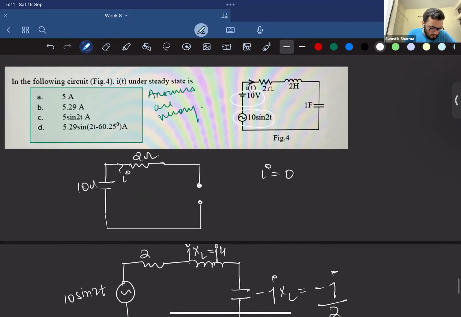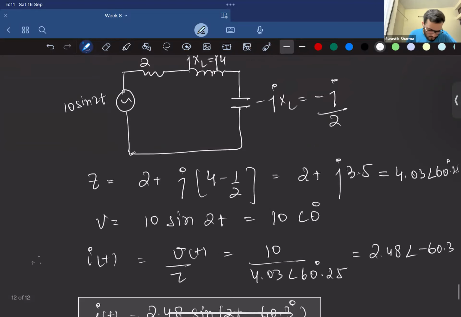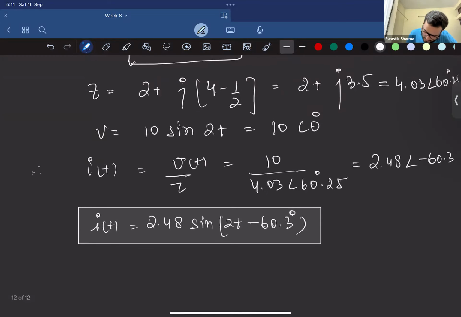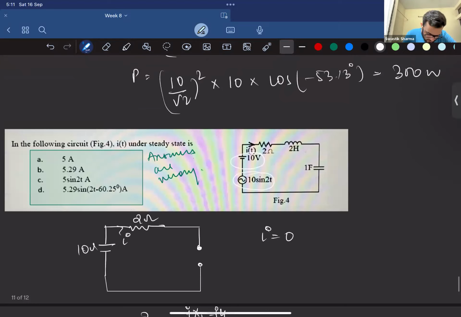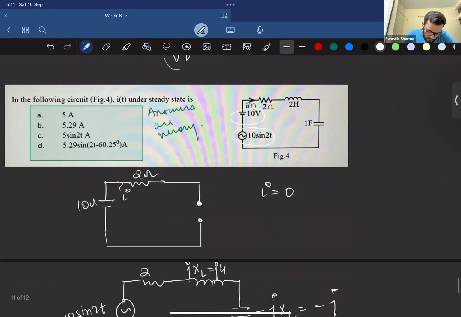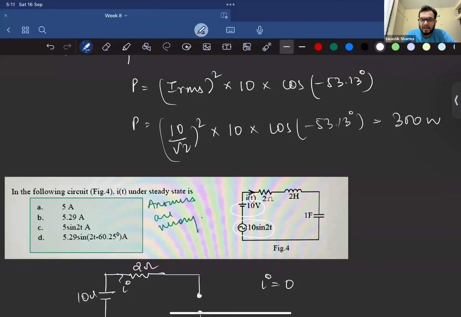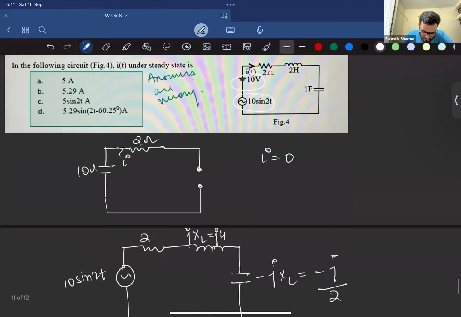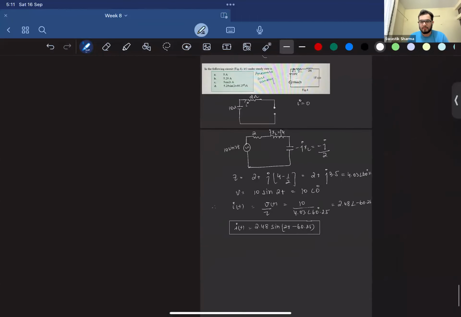But since none of the answers match, it was 60.25, right? Why did I write 60.3? It's 60.25. So none of our answers match, right? But what should the question have asked now? We must know at what value it was. The question should have asked something related to the average value, but they didn't. They asked steady state. So at steady state, the answer should have been 2.48 sine 2t minus 60.25.